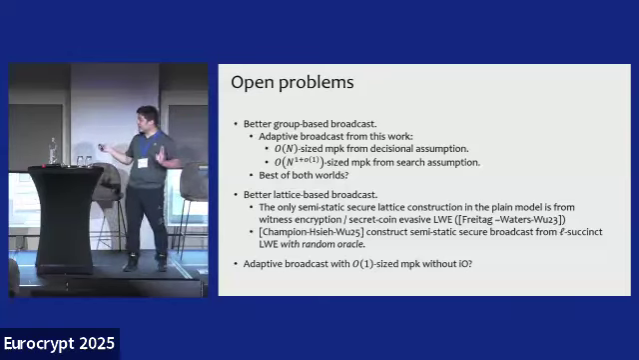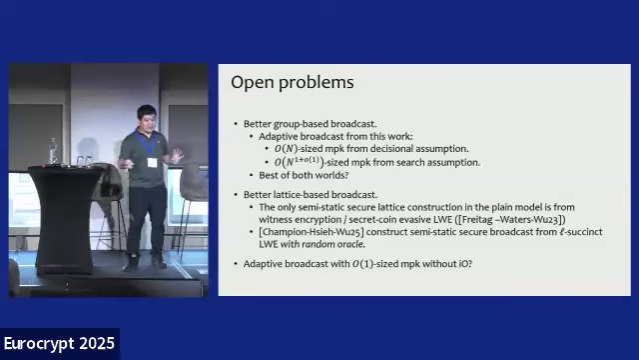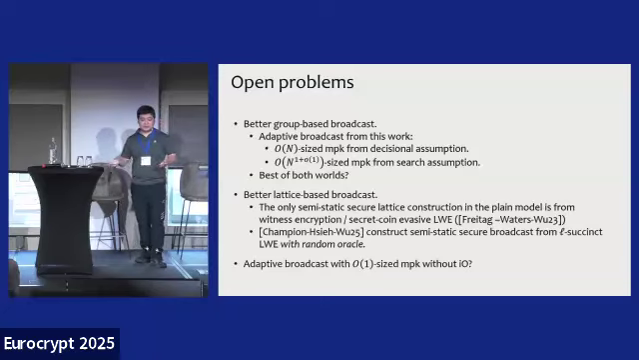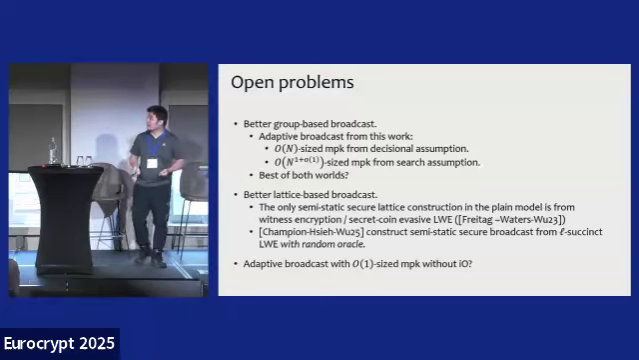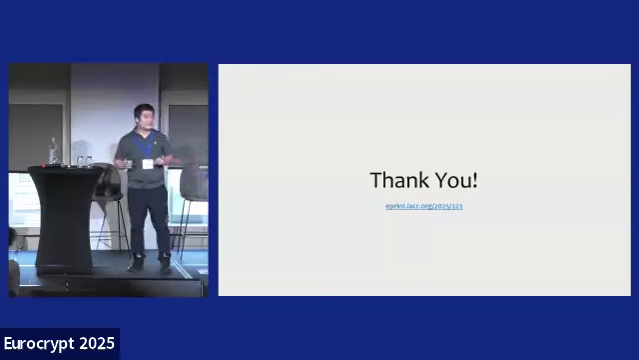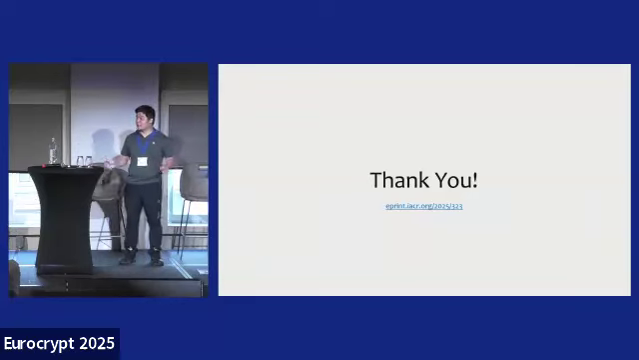Is there any way we can get this without iO? Maybe using puncturable PRG from RSA? Yeah, this would be a very cute problem. So that's all for my talk. Our paper is online on ePrint, and thank you all for listening. I'm happy to take any questions.